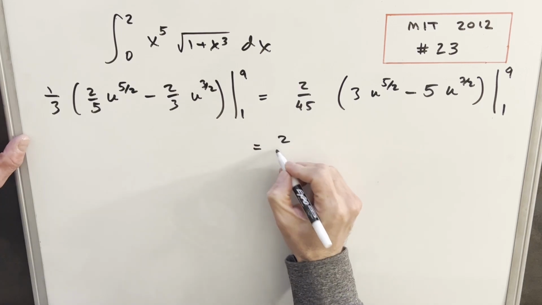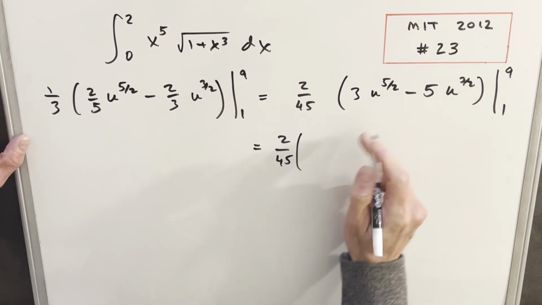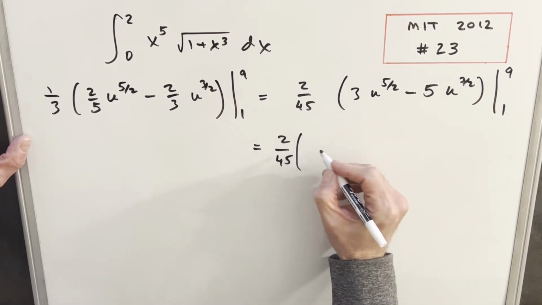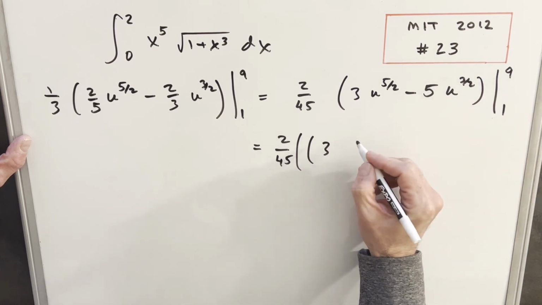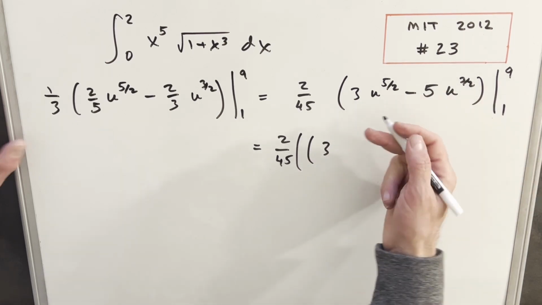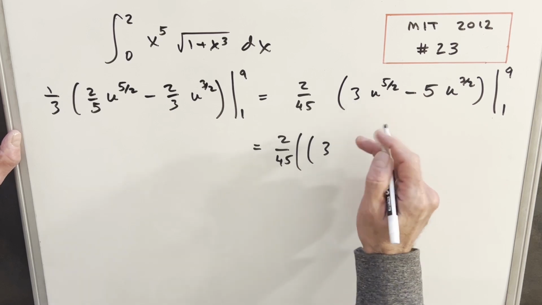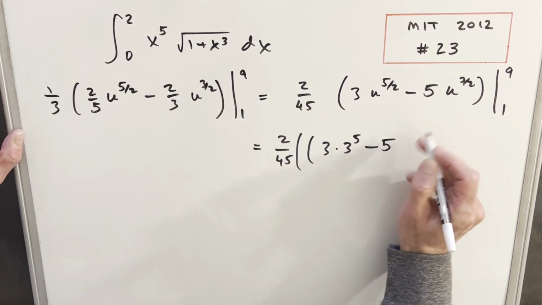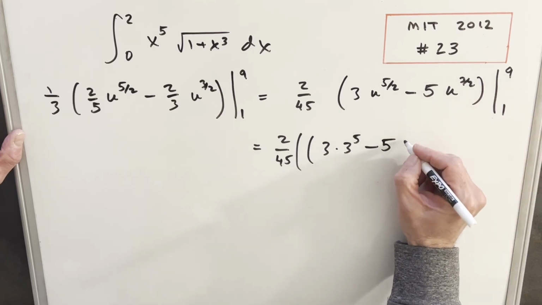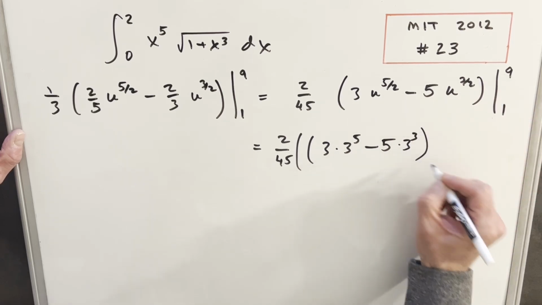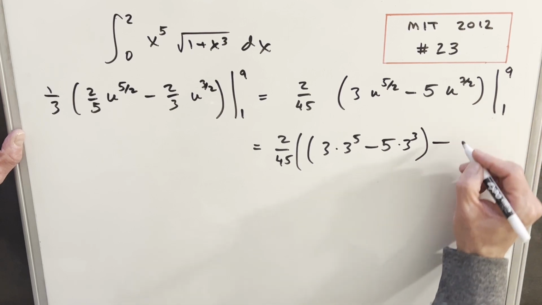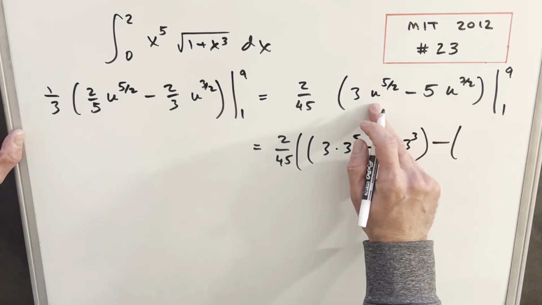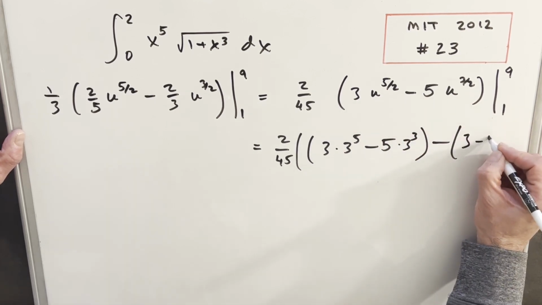So, okay, now we'll just evaluate this thing. The nice thing about having the 1/2 here is when we plug in a 9, so 9 to the 5/2, we can get the square root first and have 3 to the 5th. Then we'll have a minus 5. Again, square root of 9 is 3, so we'll have a 3 cubed here. Then we'll evaluate our 1 term. So that's going to be just 3 minus 5 in here.